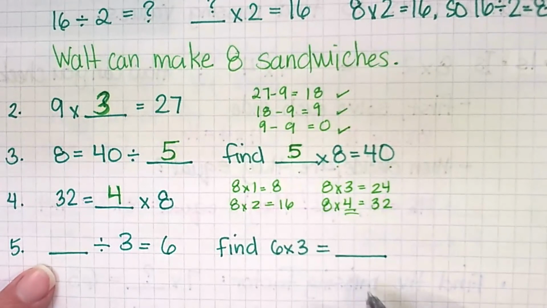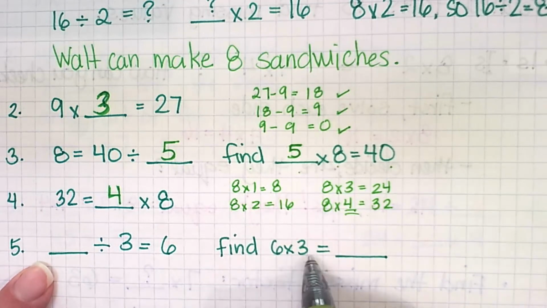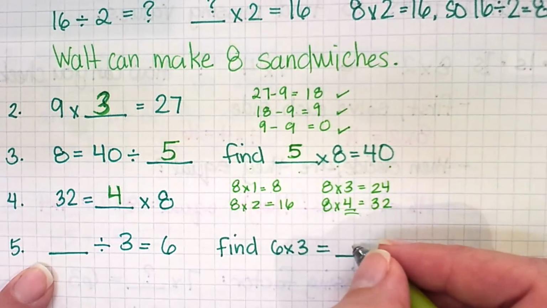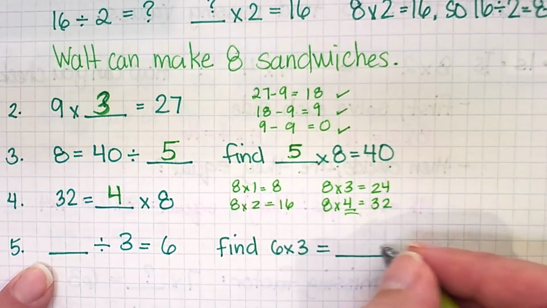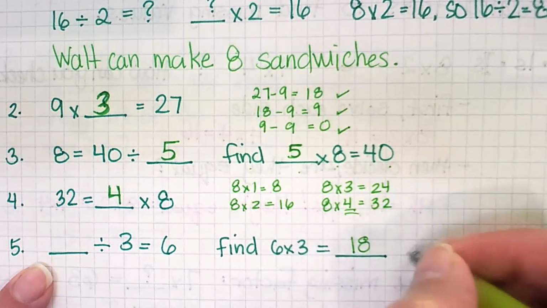Now next, our last one says a number divided by 3 is equal to 6. So I'm going to use the inverse to help me figure this out. 6 times 3 is equal to what number? Now I know that if I skip count by 6s, I'm going to count 6, then 12, then 18. So that's 3 times. So 6 times 3 is equal to 18.